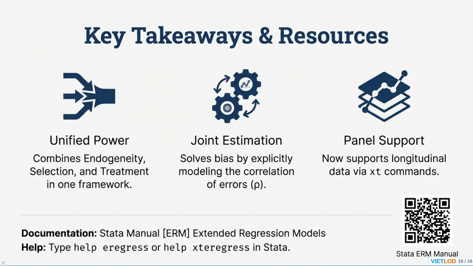To wrap up, let's revisit the key strengths of the extended regression model framework. First, its unified power comes from integrating endogeneity, selection, and treatment effects into one seamless model. Second, it utilizes joint estimation, which directly addresses bias by modeling the error correlation coefficient, rho. Third, the addition of panel support via xt commands means you can now apply these advanced techniques to longitudinal datasets.